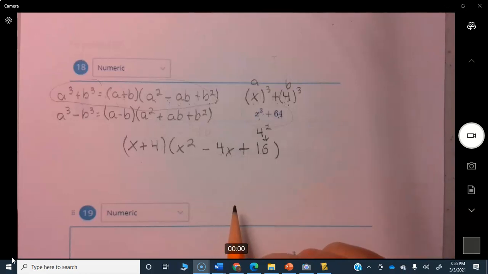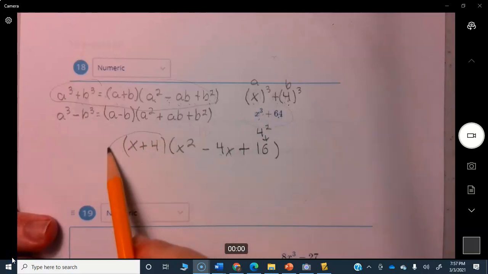Okay? And that is it. You cannot simplify that any further. You could not factor this, just take my word for that. So this is your final answer.